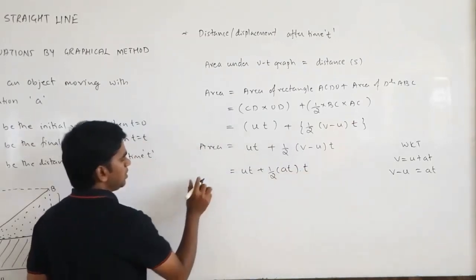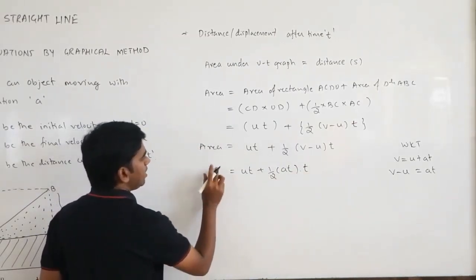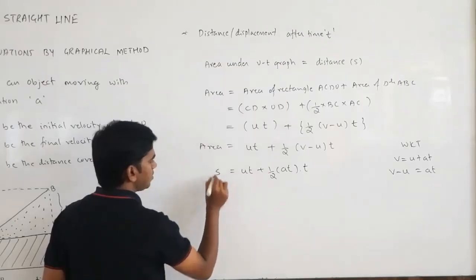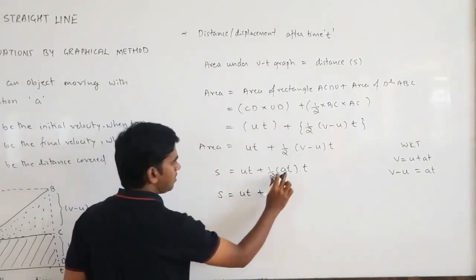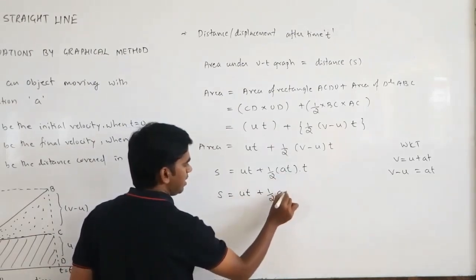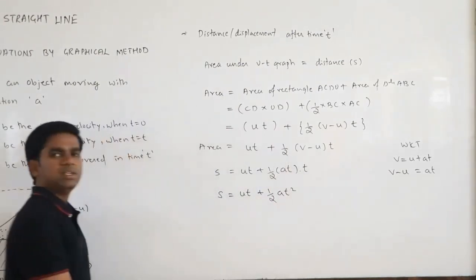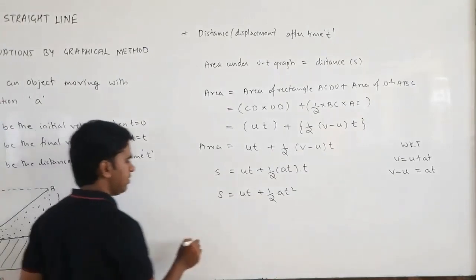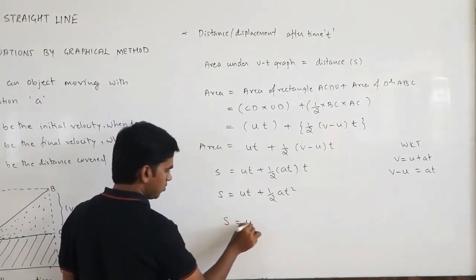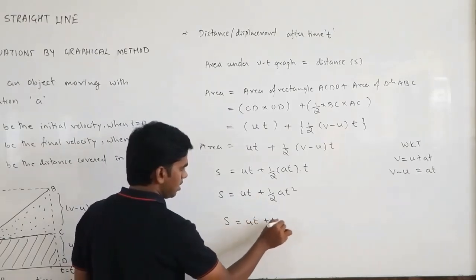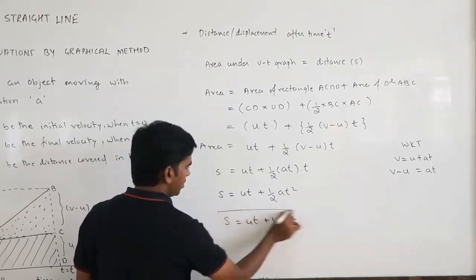So the area, you can write as this: S equals UT plus half AT into T, which is AT square. So this is your second equation of motion, given by Newton. That is S equals UT plus half AT square.